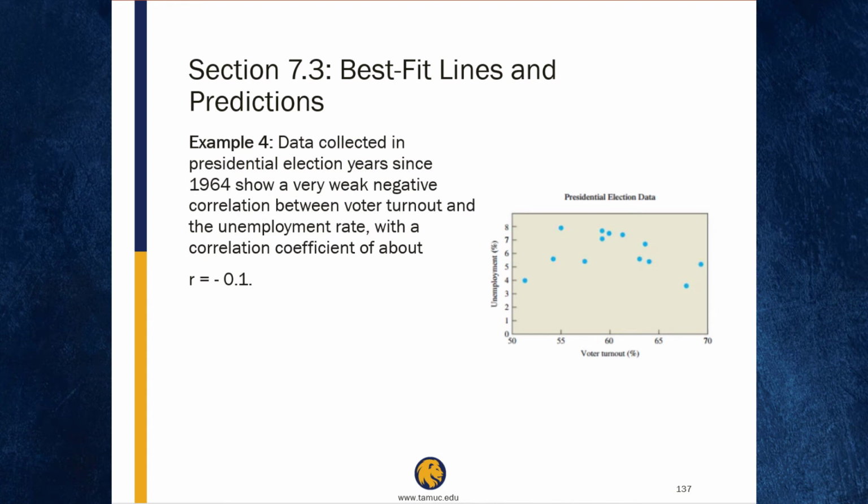Here's another example. It says data collected in presidential election years since 1964 show a very weak negative correlation between voter turnout and unemployment rate, with a correlation coefficient of about R equals negative 0.1. Now, if we square that to get negative 0.1 squared, it'll turn into 0.01, which is just 1%.